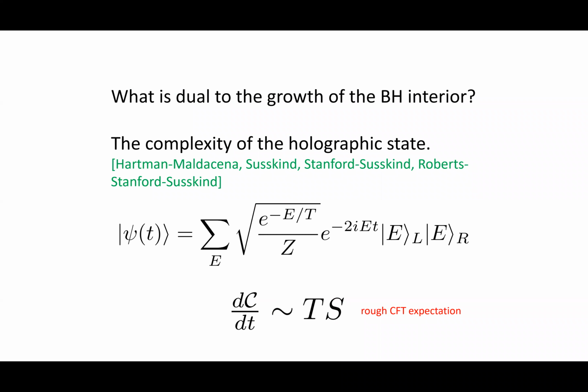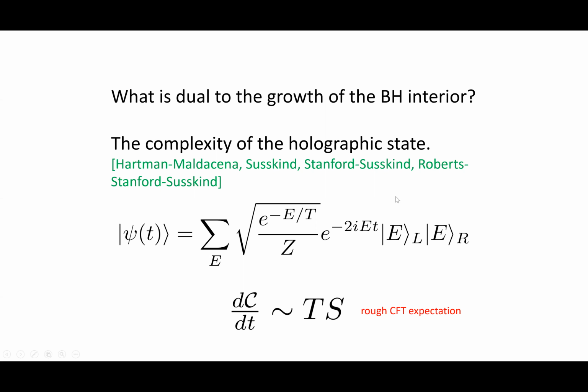And the idea is, originally, I guess, due to Susskind, essentially, and also building off of work of Hartman and Maldacena, that this is somehow related to the complexity of the quantum state, or from the point of view of Hartman and Maldacena, something like the minimal tensor network you would need to construct this quantum state.